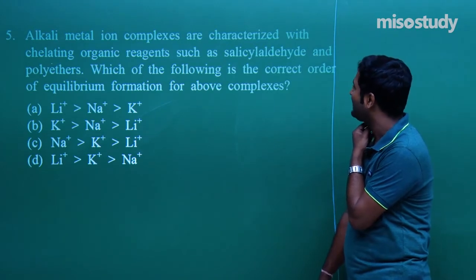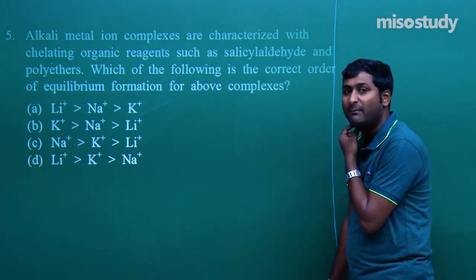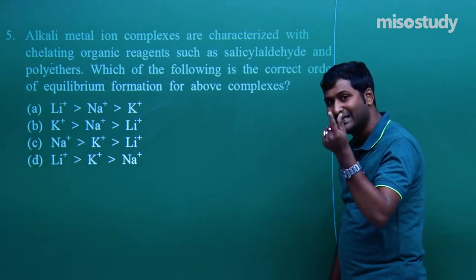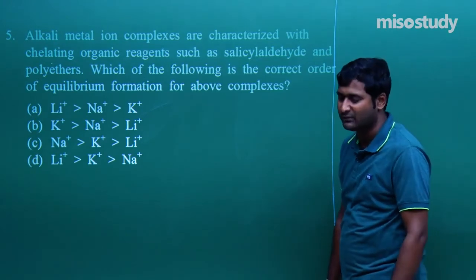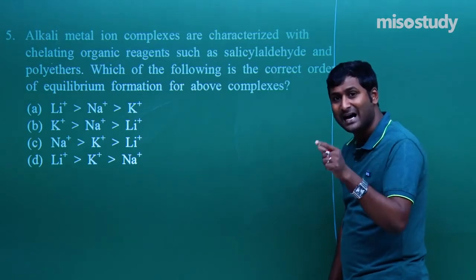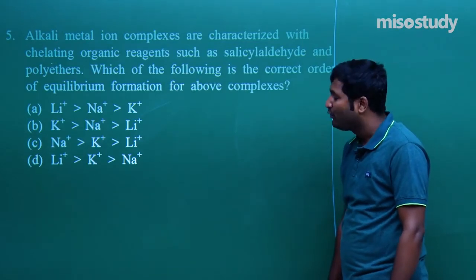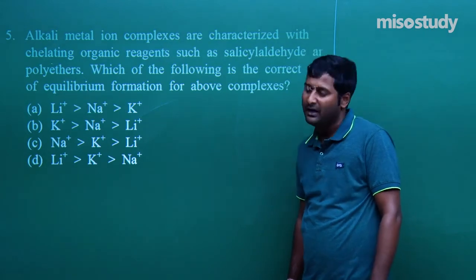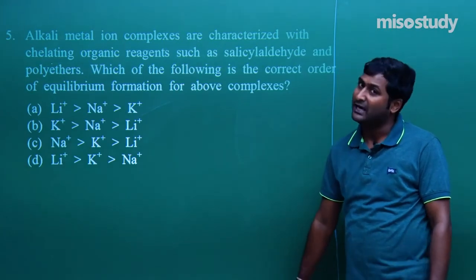Which of the following is the correct order of equilibrium formation for the above complexes? If you do not know, I am giving you a clue. If the size of the cation is small, then there is a higher tendency of the formation of complexes. Now tell me, which cation is smaller in size? If I compare the cation of lithium, sodium, and potassium, then what will happen?